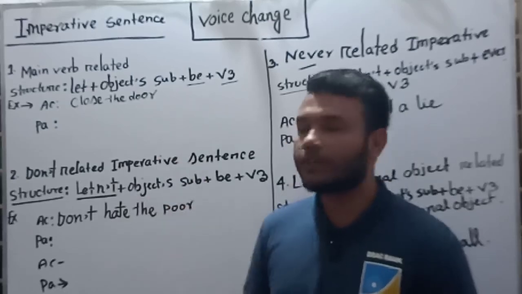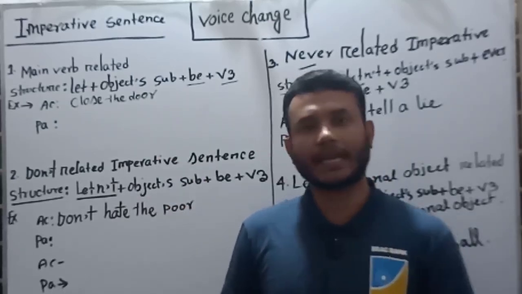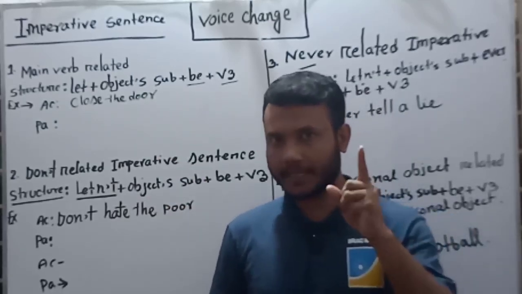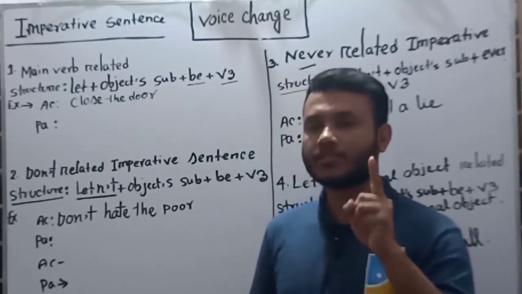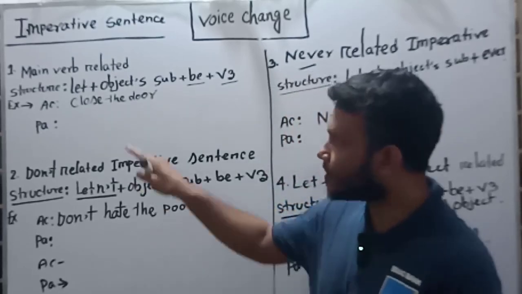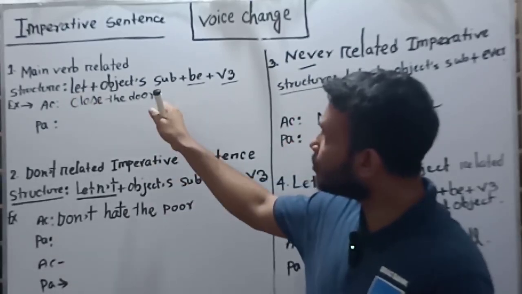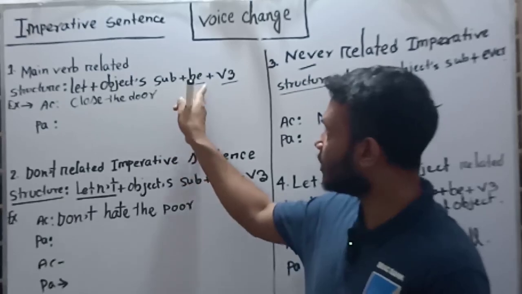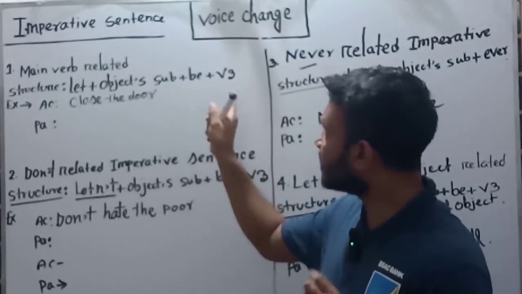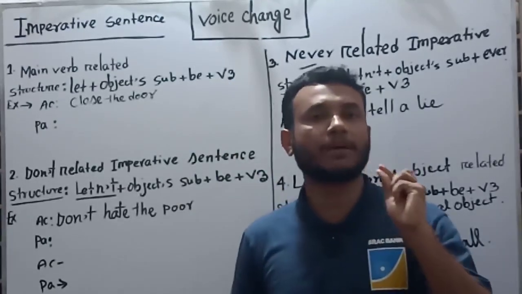Look at the first rule. If you get an imperative active sentence started with main verb, you have to follow this structure. Write down your passive sentence by writing let. Then use the object as subject, use be. At the end of the sentence, use be3. That means the verb will be in past participle form.